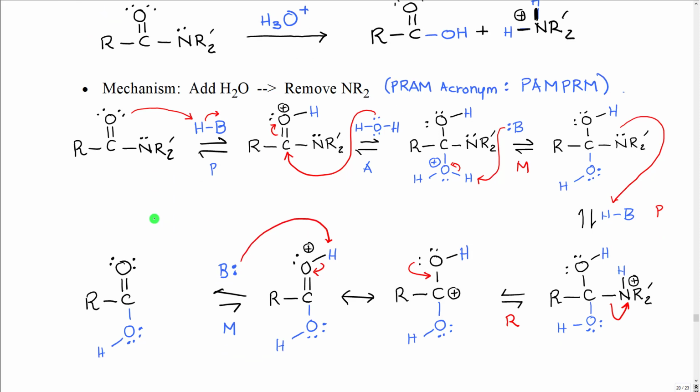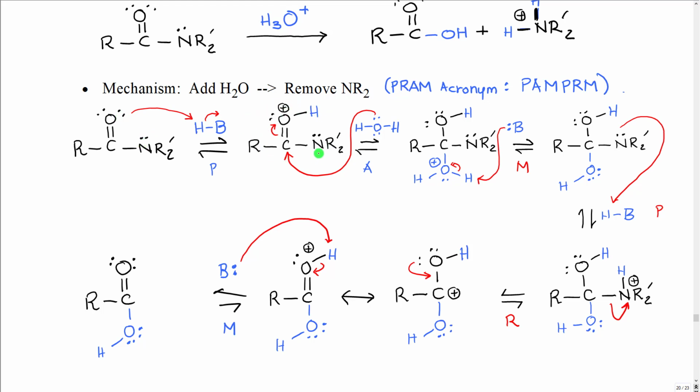This follows a typical PRAM mechanism. We need to first add the water and then remove the NR2. So we are going to protonate, add, make stable, protonate, remove, make stable. Walking through that mechanism quickly then, we've seen this before many times now. You can see we first protonate on the amide. When we protonate the amide, we protonate on the oxygen, not on the nitrogen.